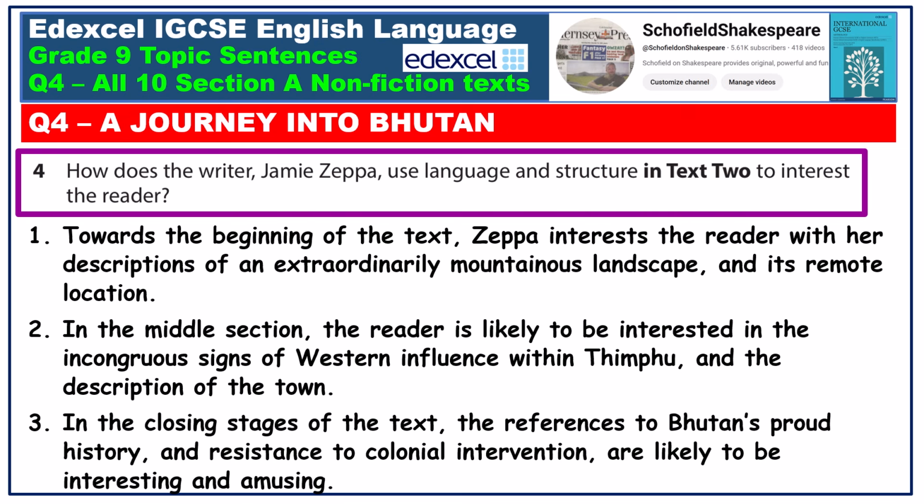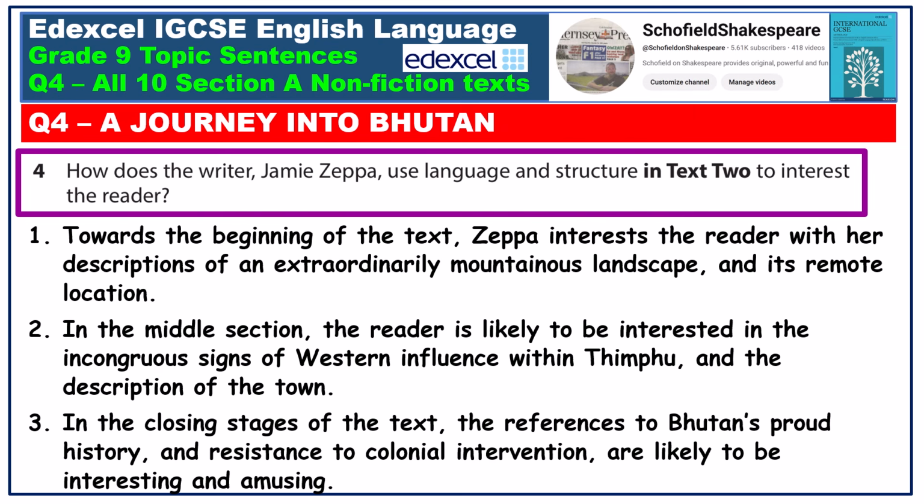Here are 3 juicy topic sentences. 1. Towards the beginning of the text, Zeppa interests the reader with her descriptions of an extraordinarily mountainous landscape and its remote location. 2. In the middle section, the reader is likely to be interested in the incongruous signs of Western influence within Thimphu and the description of the town. 3. In the closing stages of the text, the references to Bhutan's proud history and resistance to colonial intervention are likely to be interesting and amusing.